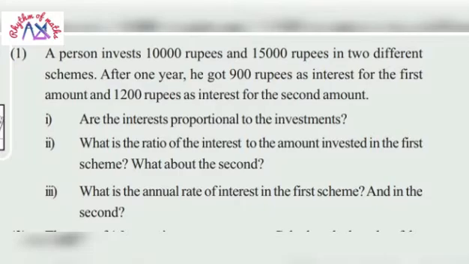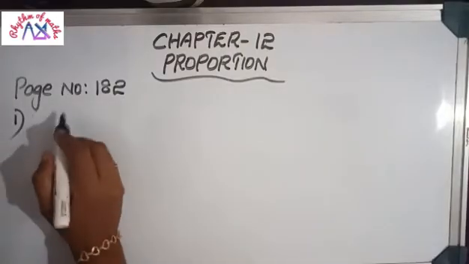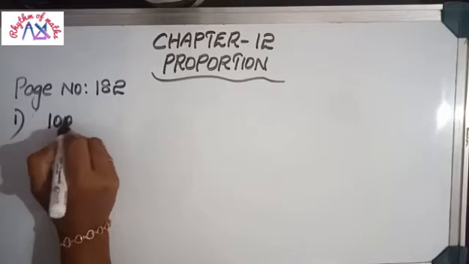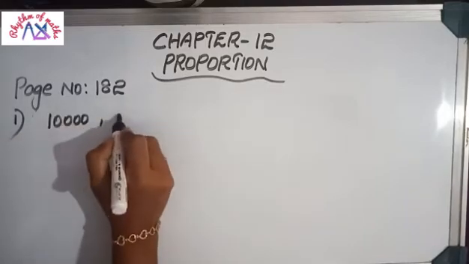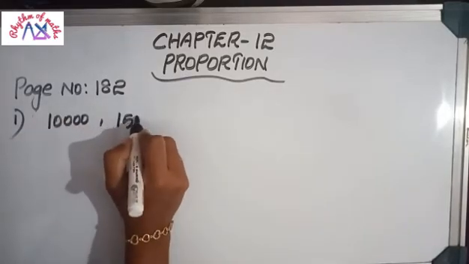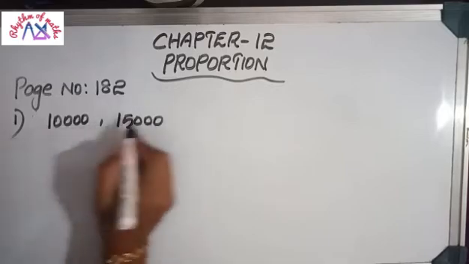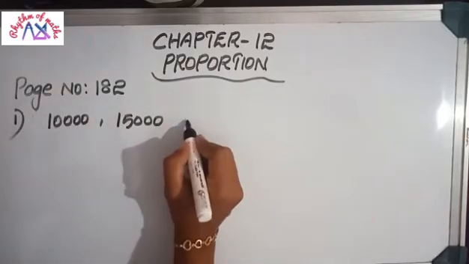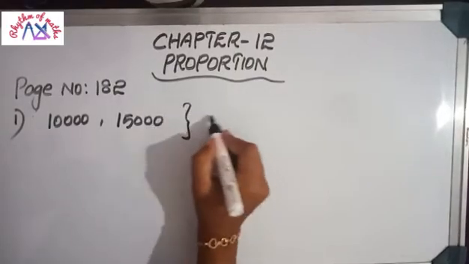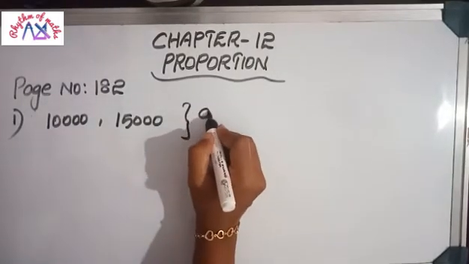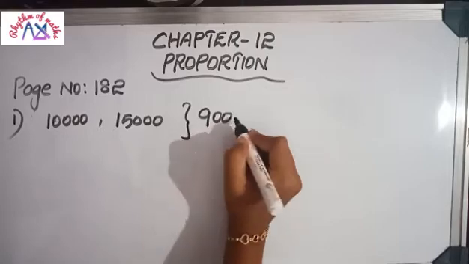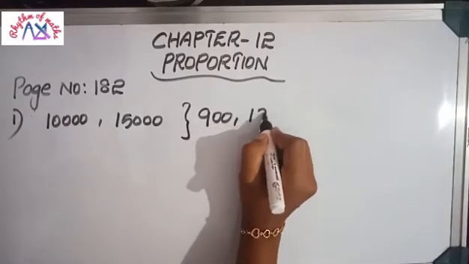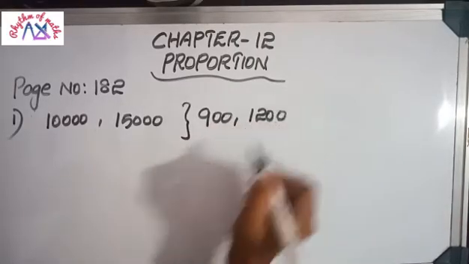Third sub question, what is the annual rate of interest in the first scheme and in the second scheme? Here in this question, a person invested 10,000 rupees and 15,000 rupees in different schemes. These are the amounts. Now interest. He got interest from the first scheme as 900, then from the second scheme, he got interest as 1200.